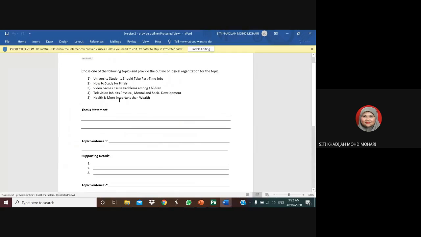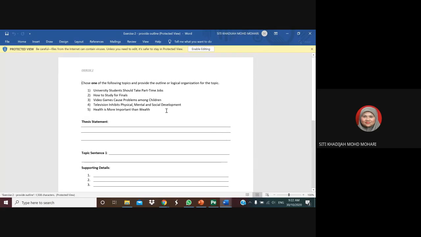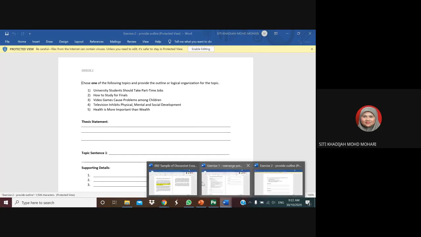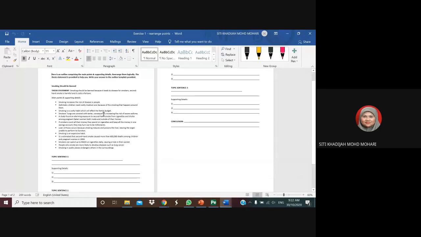And then for this one, please complete it and post it on only this one on the WhatsApp group. For the rearrange points, you don't have to post in the WhatsApp groups. Do you understand?